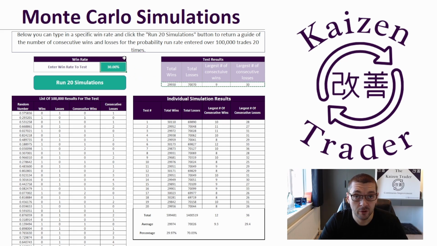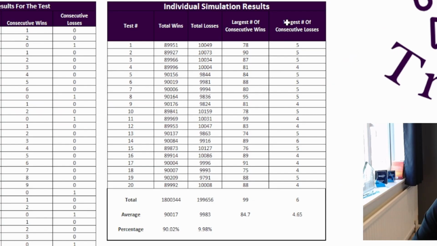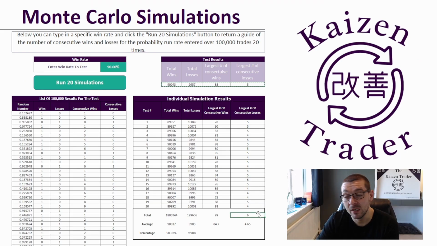So I'm just going to go to the other end of the scale now and go to 90%. With a 90% win rate, you will lose up to, as a guide, 6 losses in a row. We need to be prepared to have up to 6 losses in a row. We've got to really think about the numbers and how this position sizing is going to help moving forward.